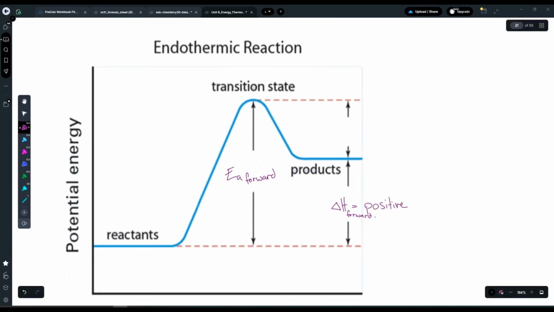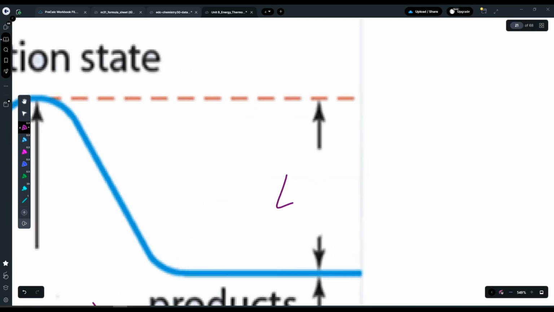Okay, and now if we're considering the reverse reaction and the activation energy for that. Remember, we're starting at our products and going to our reactants. So for the reverse reaction, we're reading this diagram in reverse. So this would be the EA forward, or sorry, this would be the EA for the reverse reaction.